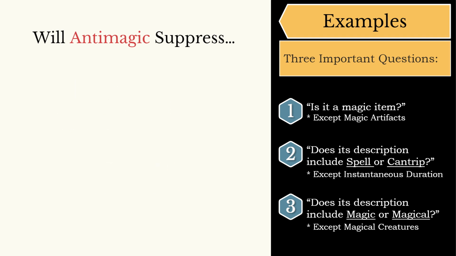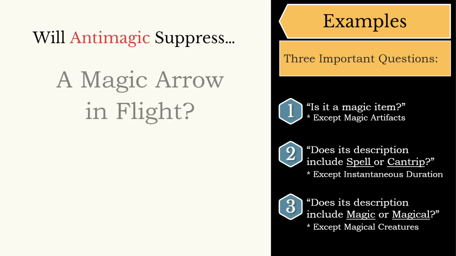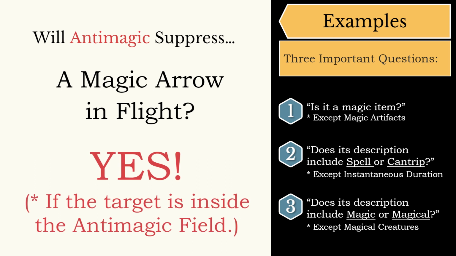Will anti-magic suppress a magic arrow in flight? Well, if the magic arrow is targeting a creature inside the field, then yes, even if the person firing the arrow is standing outside of the field. Once that arrow enters the magic field, it becomes a normal arrow.